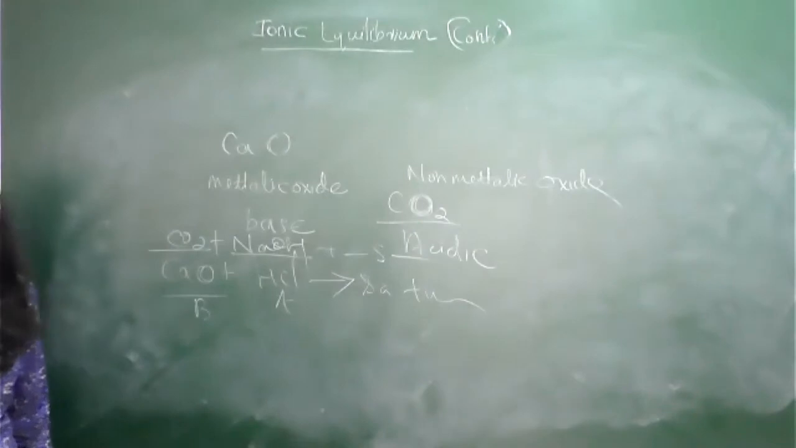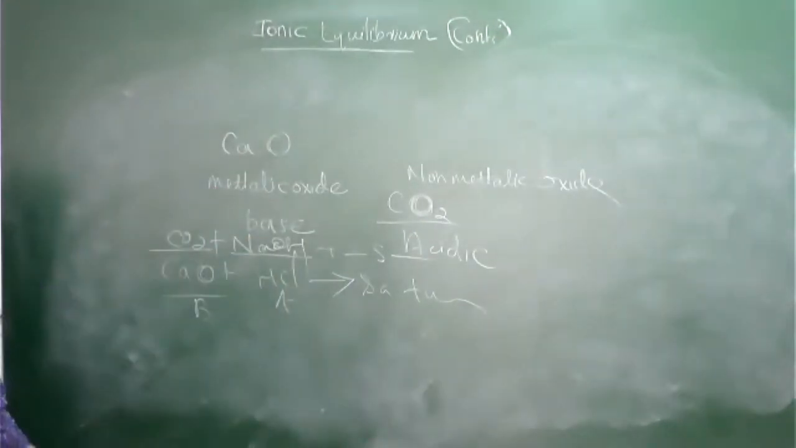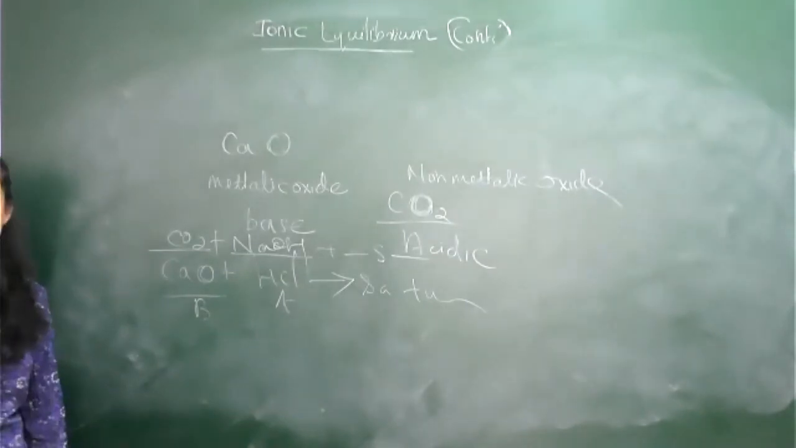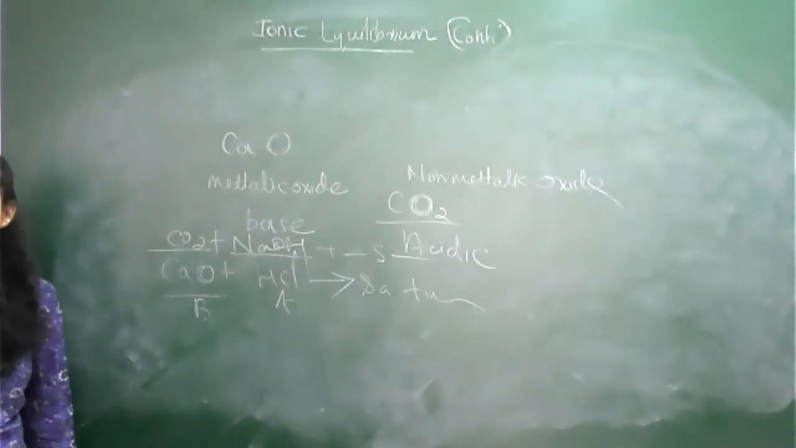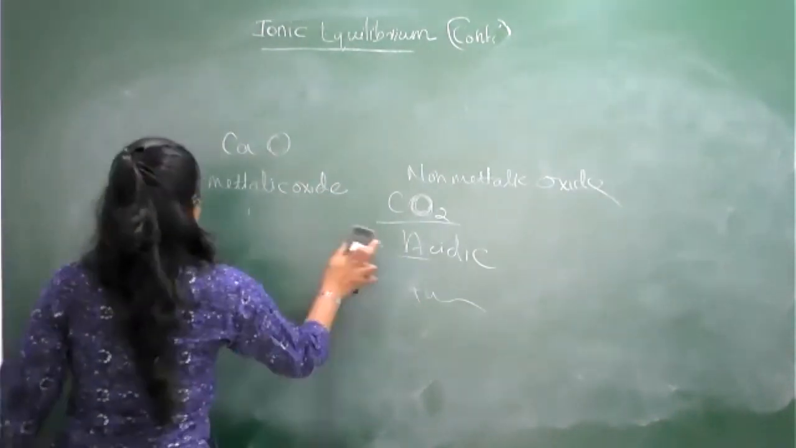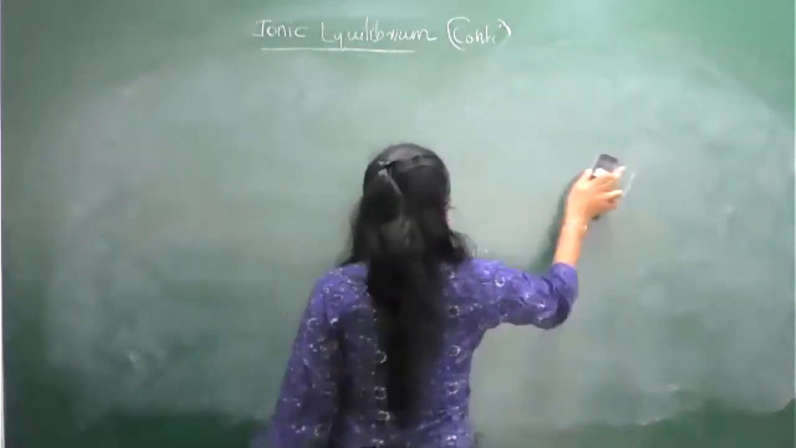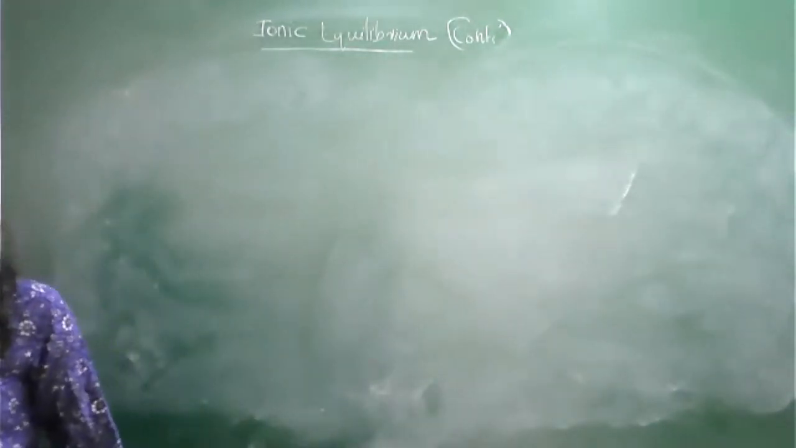So these are general points of view. All the metallic oxides will act as a base. Non-metallic oxides act as an acid. These are the major differences. This much clear, everybody?